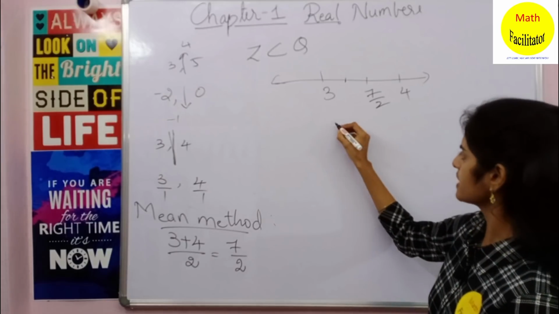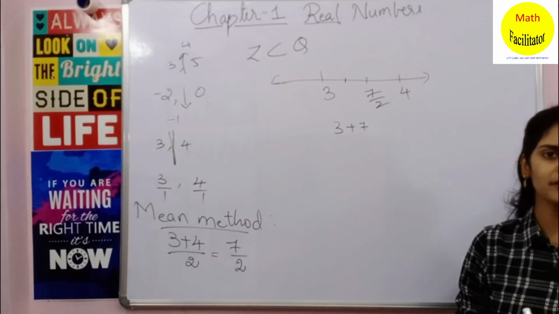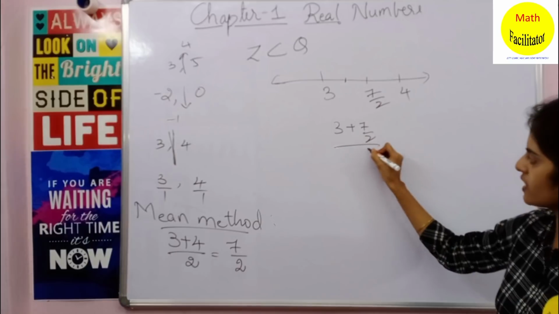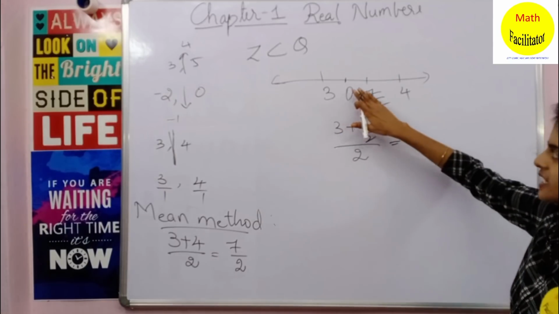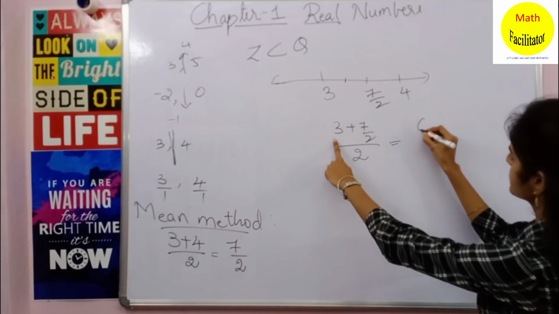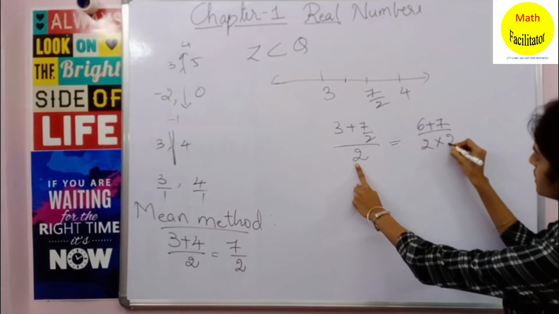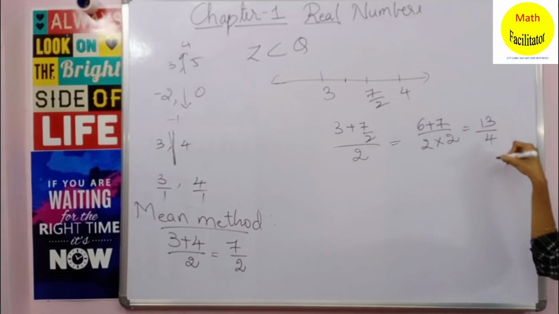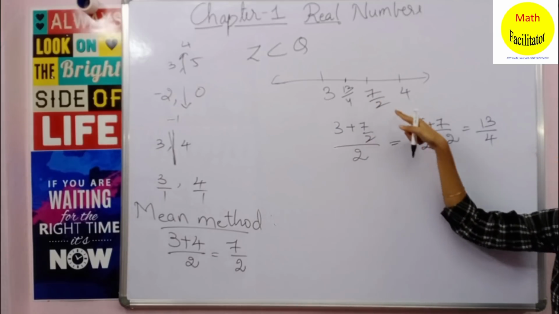Using the same mean method, you can just take the average of these two rational numbers to find the rational number between these two. So (3 + 7/2) divided by 2 gives you this rational number. Let us see what it is. Now taking LCM, it is (6 + 7)/2 and you have another 2 in the denominator. So this is nothing but 13/4. Now 13/4 is a rational number between 3 and 7/2.